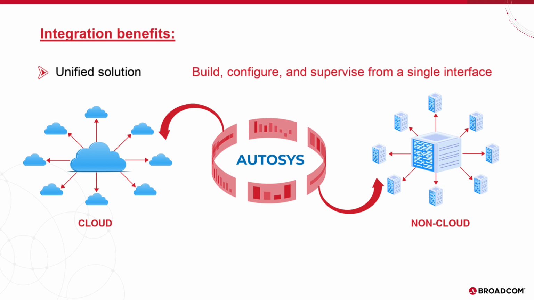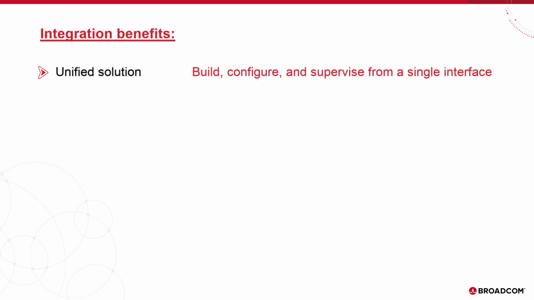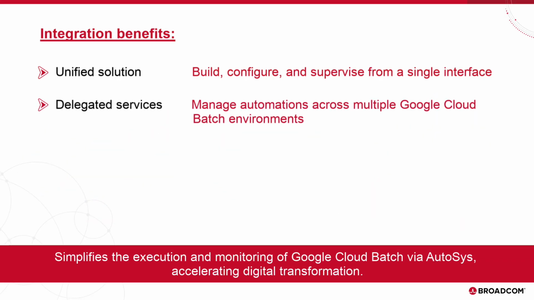Integrating Google Cloud Batch allows us to configure process automation centrally in AutoSys. Subsequently, we can execute and supervise all processes from a single interface. These Google Cloud Batch processes seamlessly sync with different environments supported by AutoSys, such as applications and databases. This integration allows you to effortlessly execute and monitor Google Cloud Batch jobs through AutoSys.